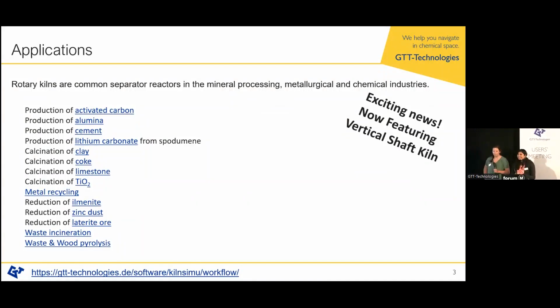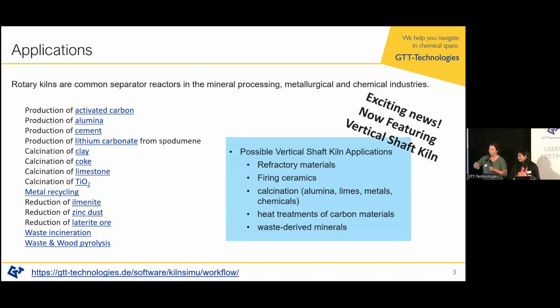Yes, as Shivani said, we talked about cement already, but we have customers that are doing all of these applications using KilnSimu. And even more exciting news is the current version of KilnSimu that's coming out now also has vertical shaft kilns. So we have a whole list of other possible applications, such as refractory materials and firing ceramics, that we can start moving into.